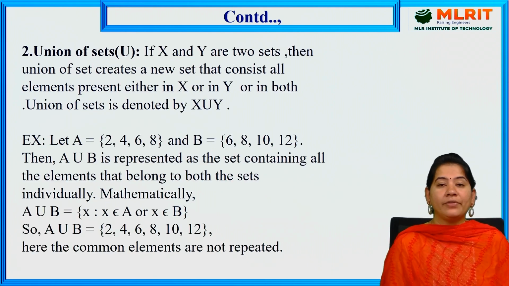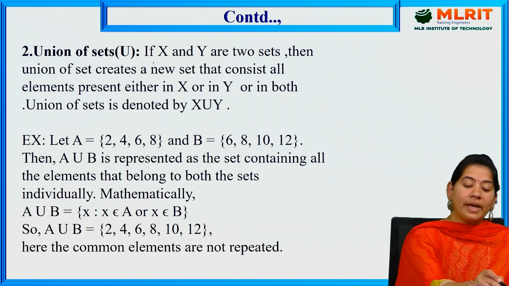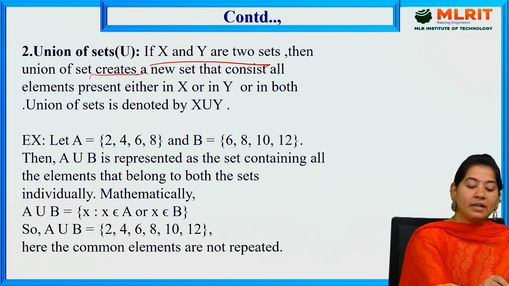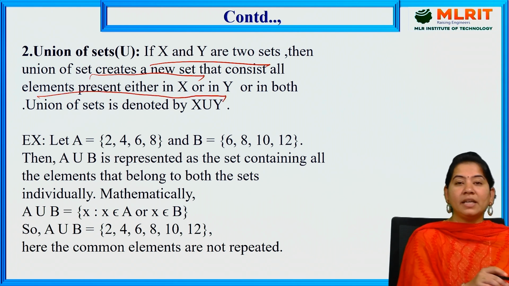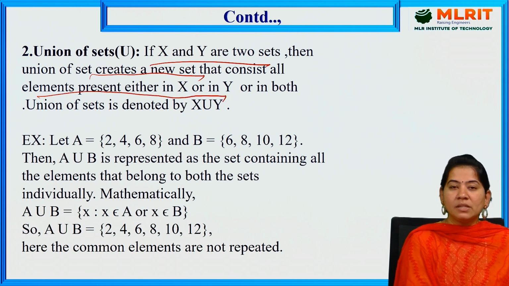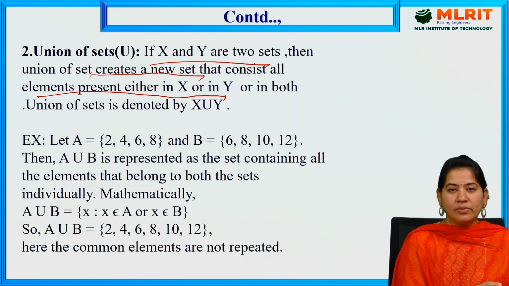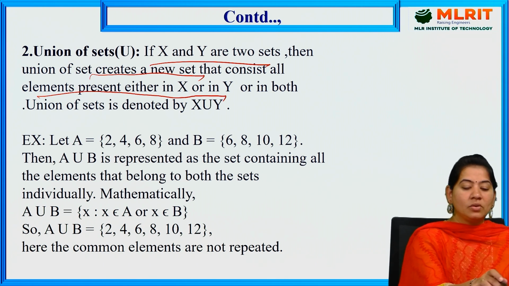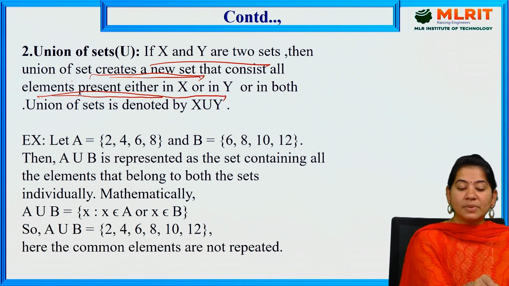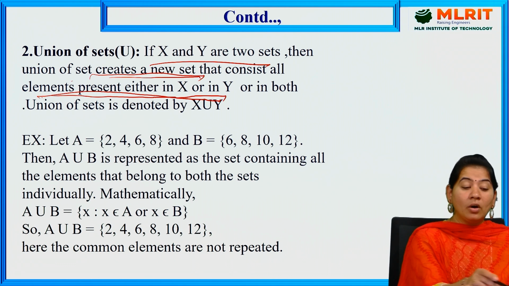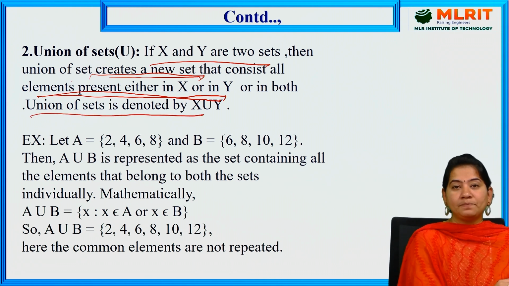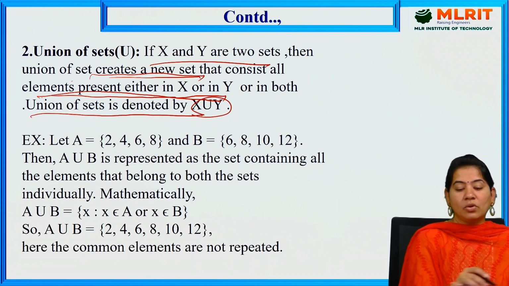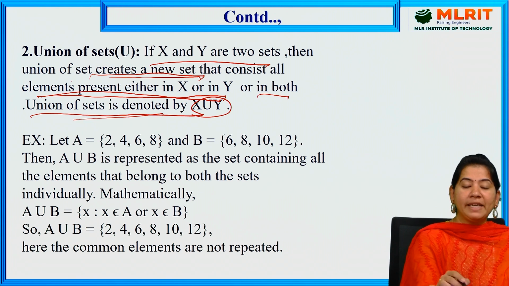Now next we have union of sets. So if X and Y are two sets, then union of sets creates a new set which consists of all the elements present either in X or in Y. Means it will combine both the sets and consider all the elements, that is called union. The union of sets creates a new set which consists of all the elements present either in X or in Y, or in both. The union of sets is denoted by X union Y.